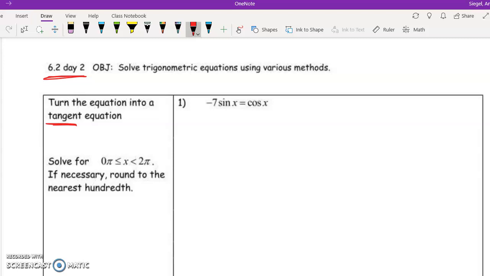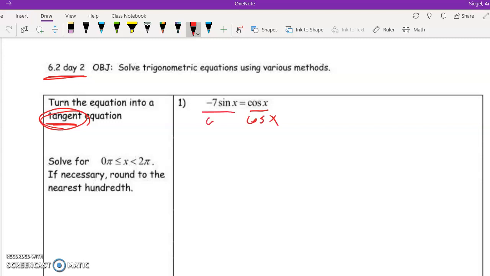You only want to divide by cosine if your purpose is to turn it into a tangent equation. So a lot of times, don't go all willy-nilly and just start dividing by sine and cosine for no reason. That would be your purpose. So I'm going to show you how this works.